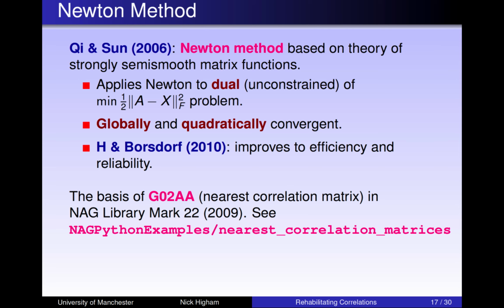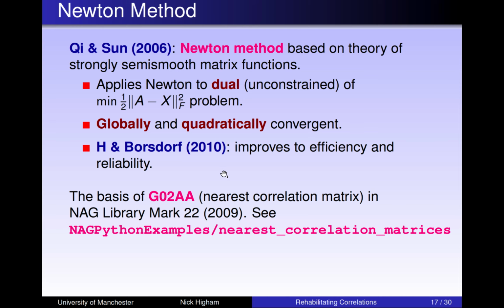However, Chi and Sun are experts in semi-smooth optimization, and they were able to show that you can in fact apply Newton, and that in fact it's globally convergent, and as Newton usually is, quadratically convergent. So this promises to be a very good method.